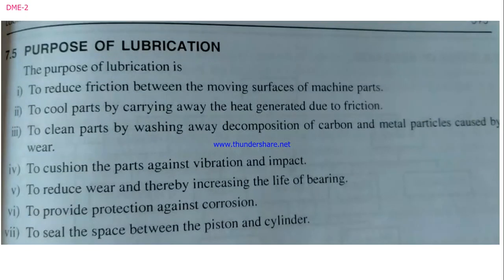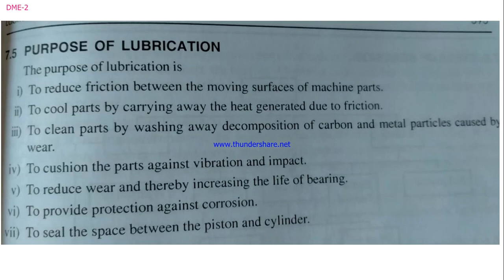Then what is the purpose of lubrication? So already we have seen much of detail of this. Still, let's try to list out few points. The main purpose of lubrication is to reduce the friction between two surfaces which are rubbing with each other, okay, or moving surfaces of machine parts. Then another important function of the lubrication is to cool the parts.